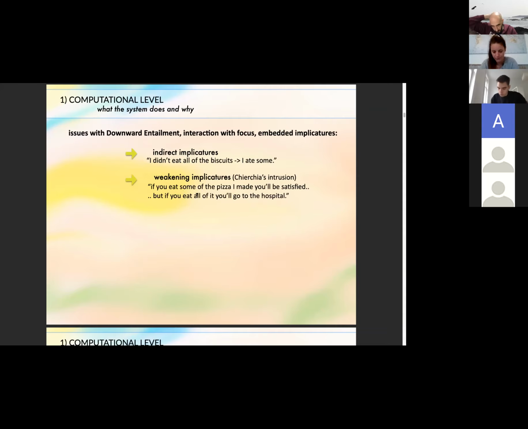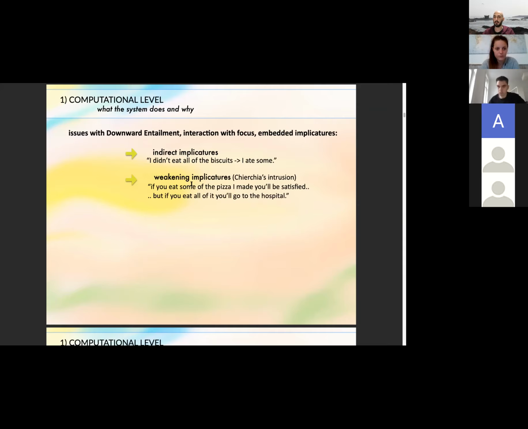So, I mean, we're not going to talk about this a lot right now, but just trust me. If you say, if you eat some of the pizza I made, you'll be satisfied, but if you eat all of it, you'll go to the hospital, right? In order to make this non-contradictory, you have to interpret it as some but not all of the pizza, right? If you eat a piece of the pizza that I made, you're going to be fine. But if you eat all of it, it's going to be too much, you're going to go to the hospital, okay? Now, it can be shown that this some but not all embedded in a conditional is not making the sentence stronger, but it's making the sentence logically weaker.